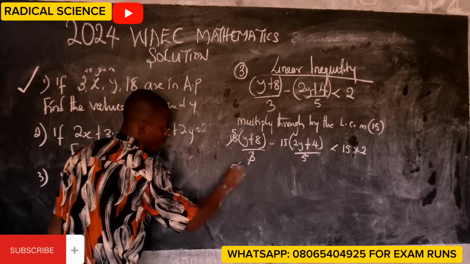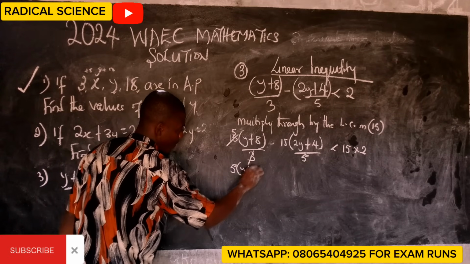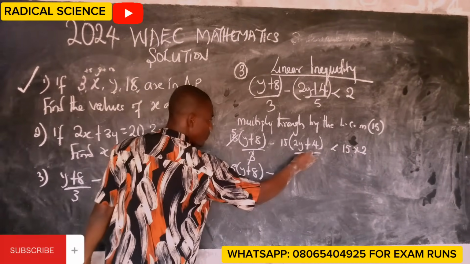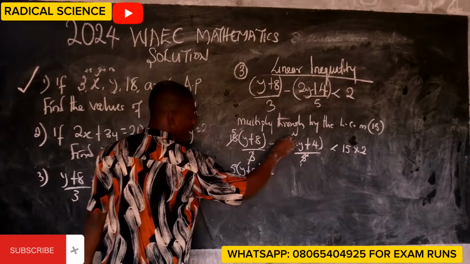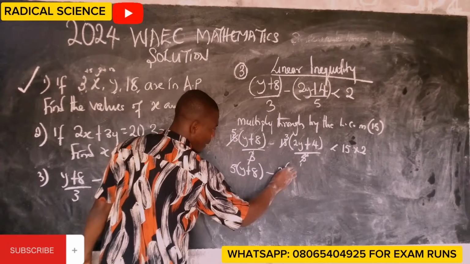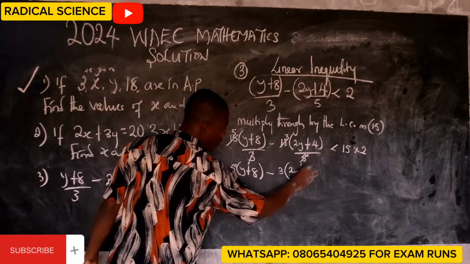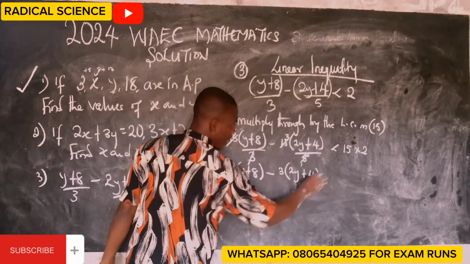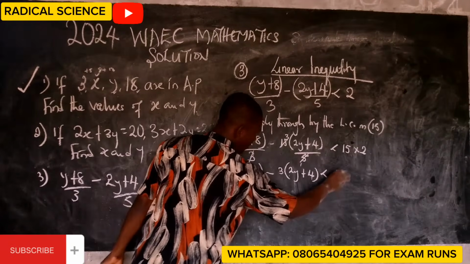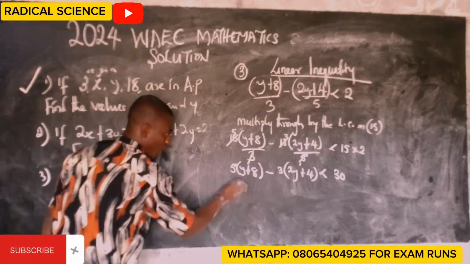I'll have 5 bracket y plus 8, minus 5 divided by 15 is 3. I will have 3 brackets 2y plus 4. I close the bracket, is less than 15 times 2, which is what? 30. What I'm going to do is open the bracket.